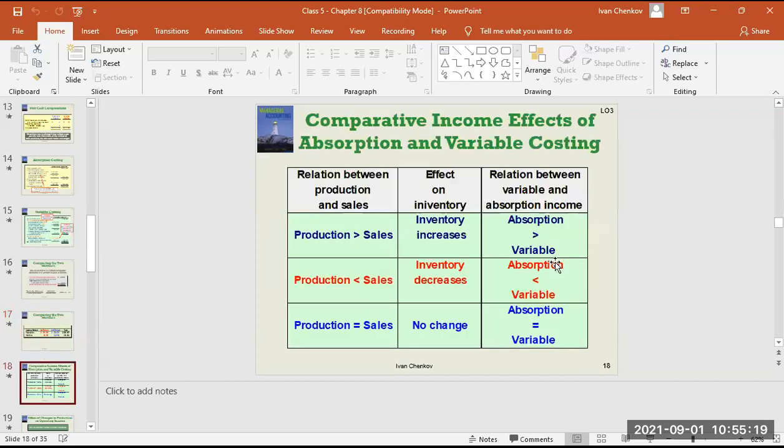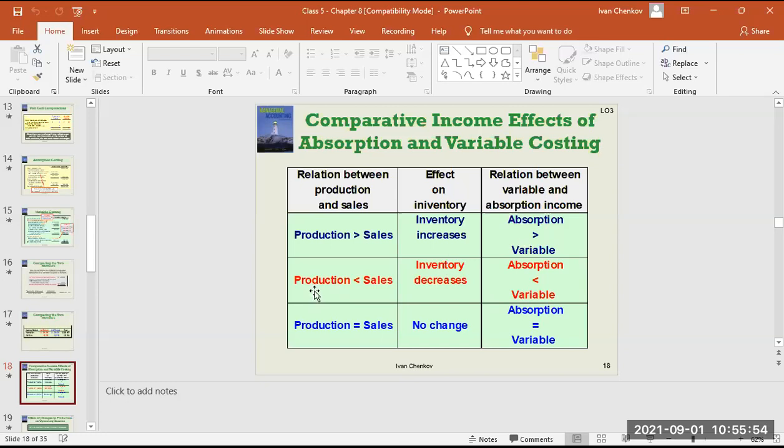So the conclusion that we can make is, if our production is more than the sales, we're producing more than we sell. That means we're increasing the inventory. If we increase the inventory, absorption income is going to be higher than the variable income. Why? Because part of the cost will be held in the inventory.